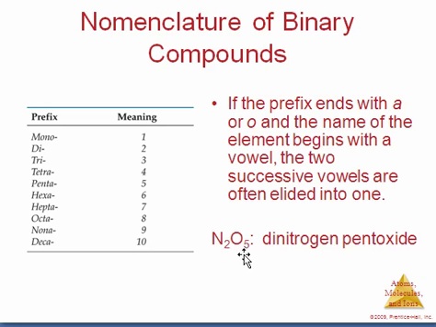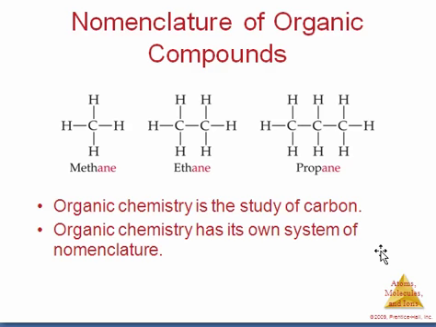So let's look at this one here. This is a binary covalent compound. And we notice there's a 2 after the nitrogen, so this is going to be dinitrogen pentoxide. Now notice it's not pentaoxide. If there's an A and an O together, we typically get rid of that A from our prefix and just let the O stay.